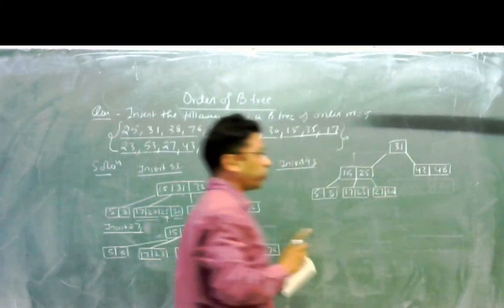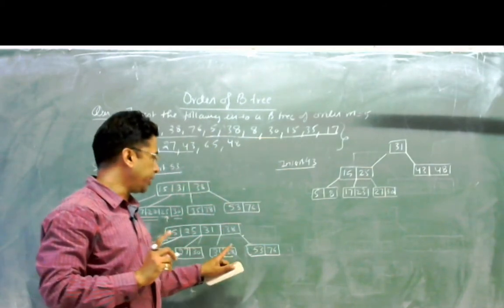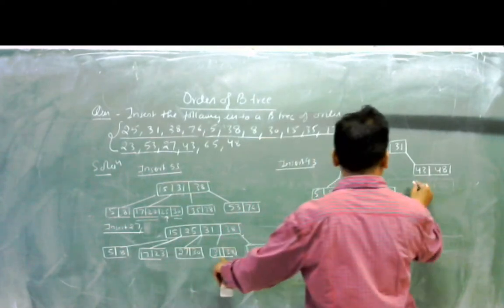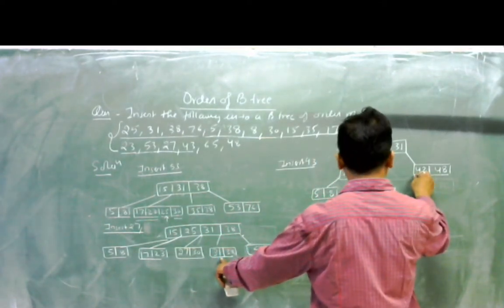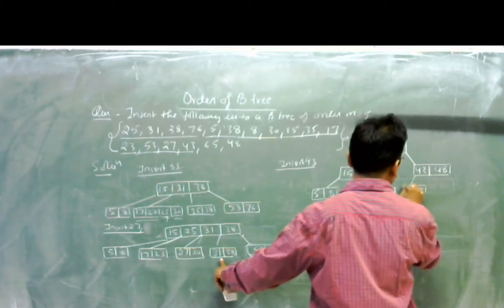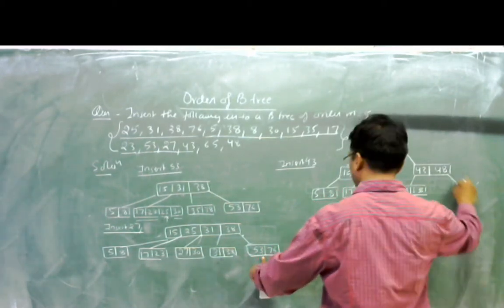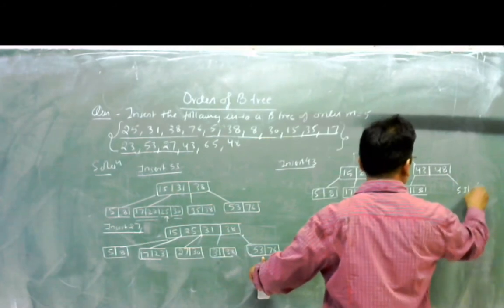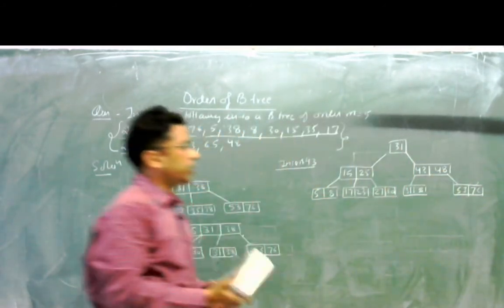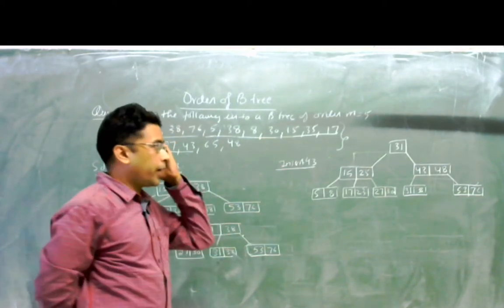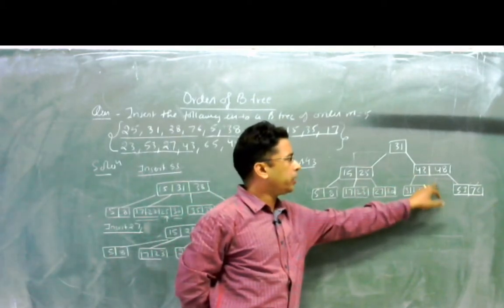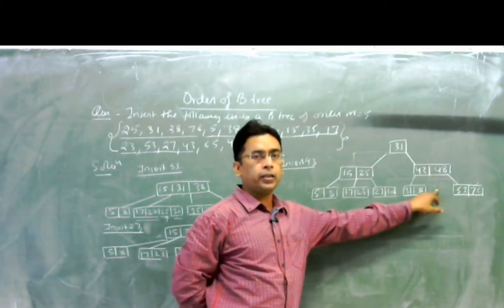Now there will be a problem here. Especially pay attention here: in this situation the next node is 31, 38, and the elements are 53 and 76, right? This is the situation, and in this situation there is no element in this node.